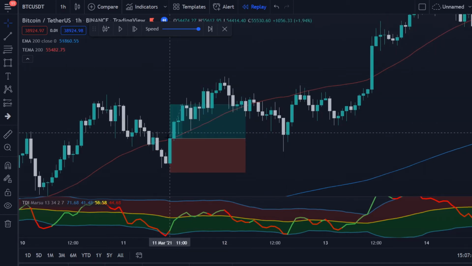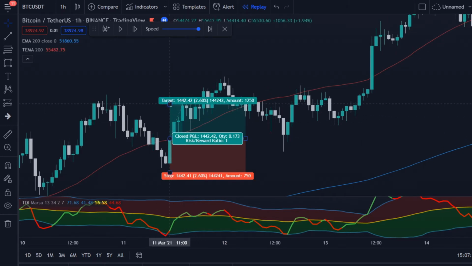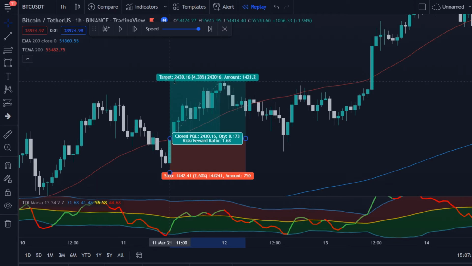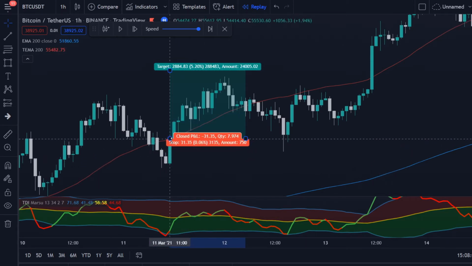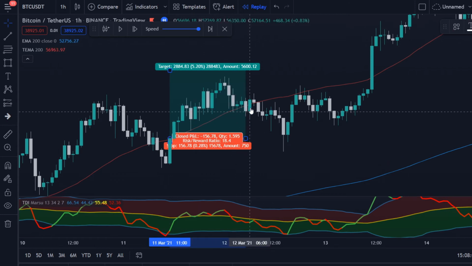And once our target gets hit, then we use a 2-to-1 risk reward ratio that is about here, and then we place our stop loss to break even. So in this case, the price didn't hit our TP2 target. It went down and then it closed out at break even, and that happens as well.